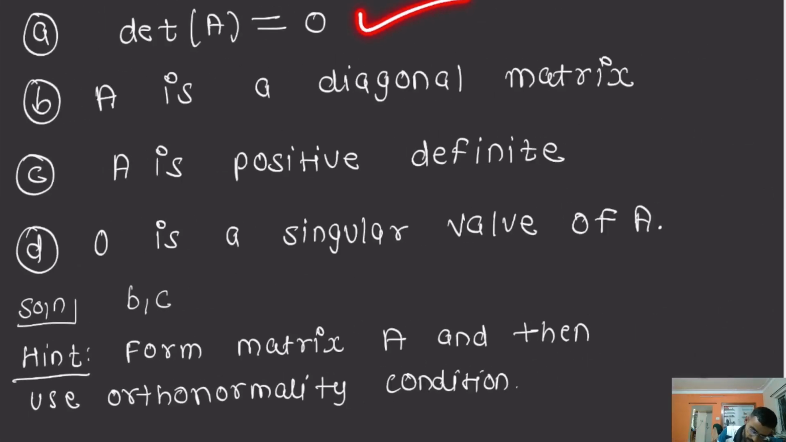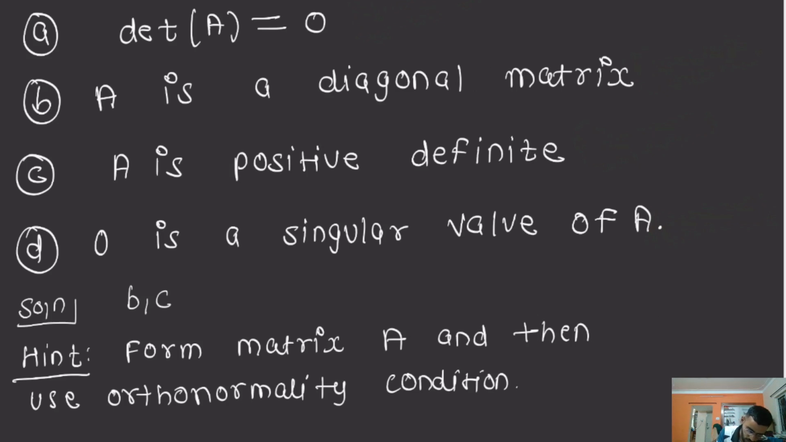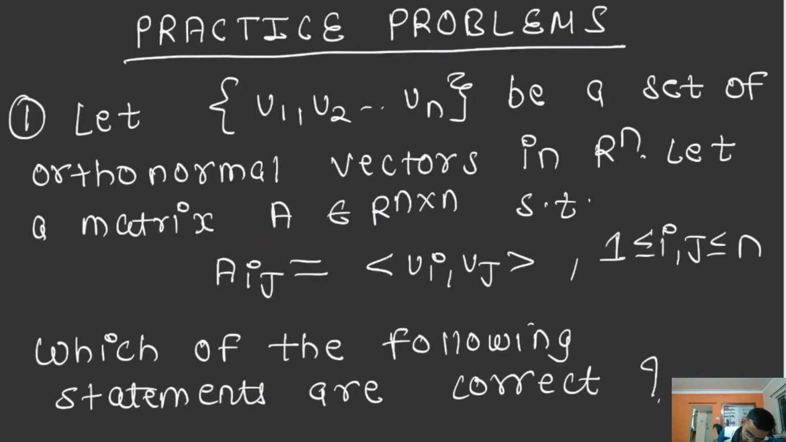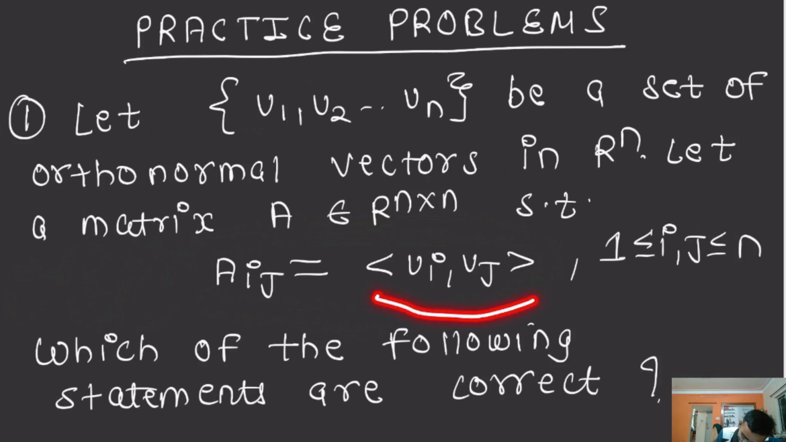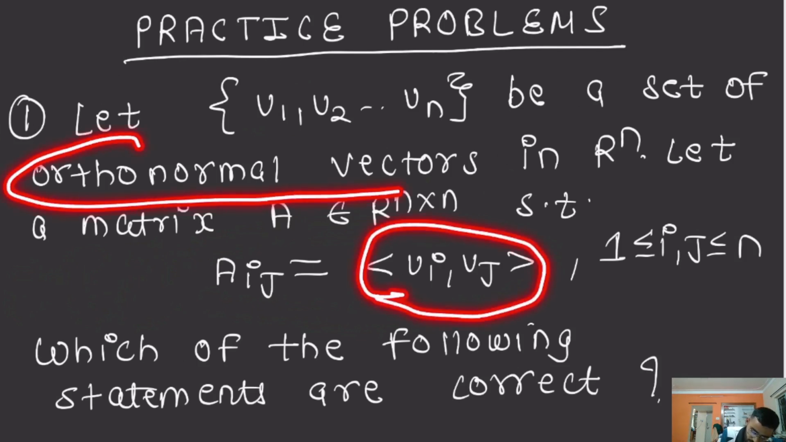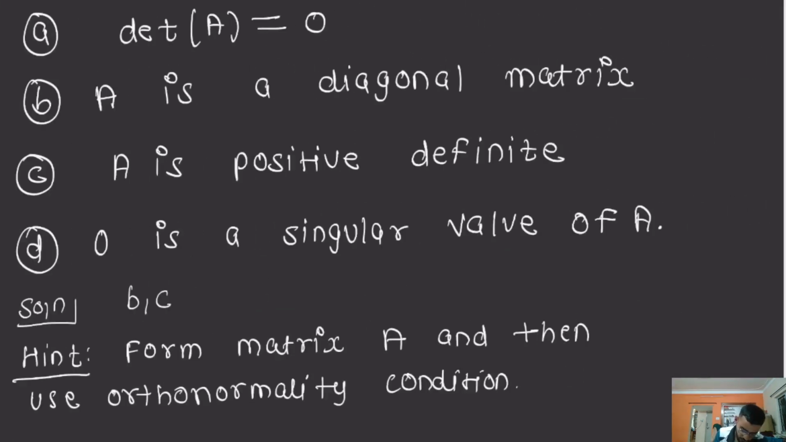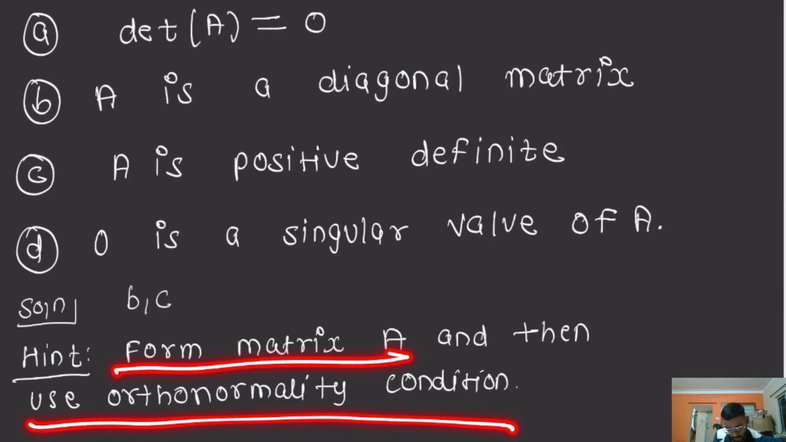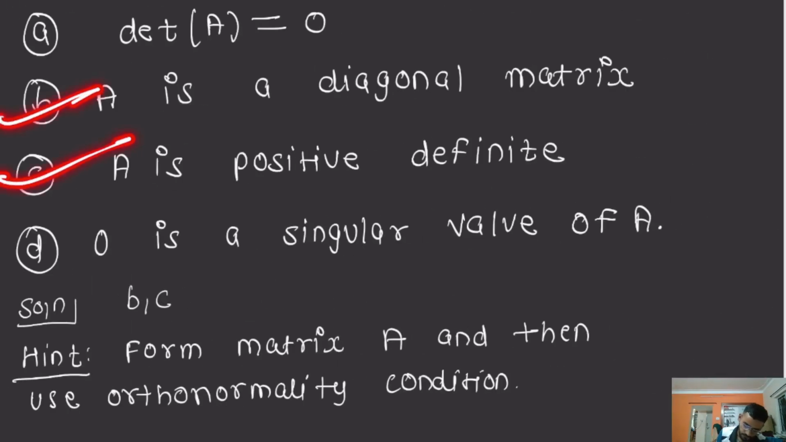Determinant of A is 0. A is a diagonal matrix. A is positive definite. 0 is a singular value of A. The correct options are B and C. The hint is, as we have seen while solving the previous question, first form the matrix A, and then use the orthonormality condition of this set. Then we will get to know the solution. Correct options are B and C.